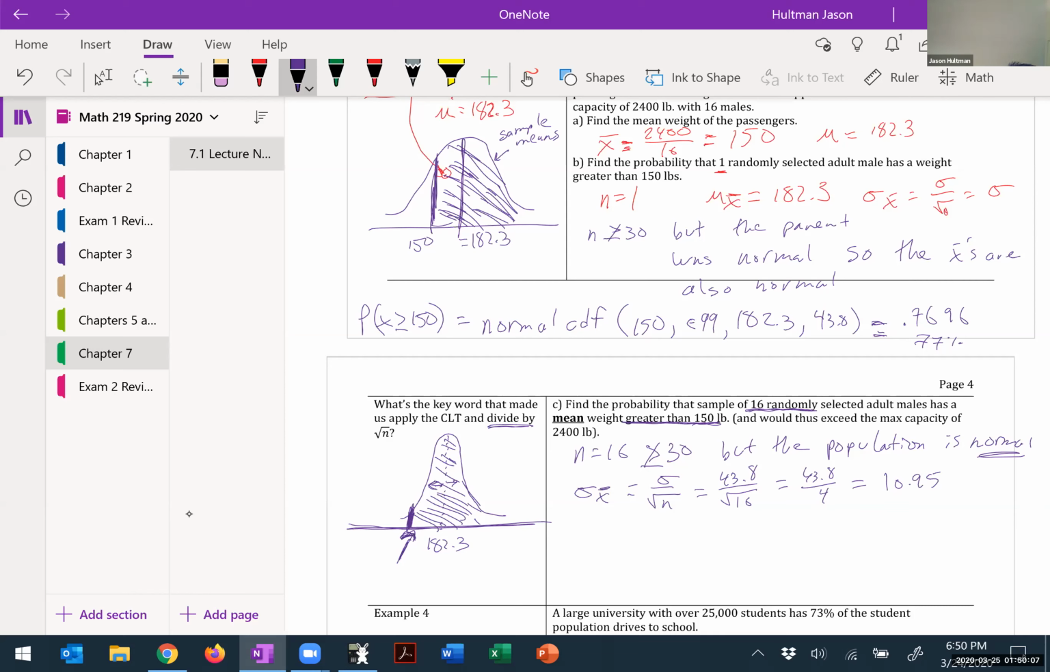So let's take the probability that the mean is greater than 150 pounds, given that we've increased our sample size from 1 to 16. So that's normal CDF, right? Normal CDF of 150 E 99. The mean is the same, it's 182.3, and the standard deviation is 10.95.